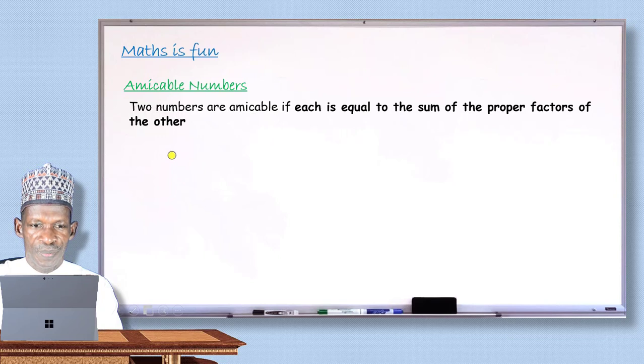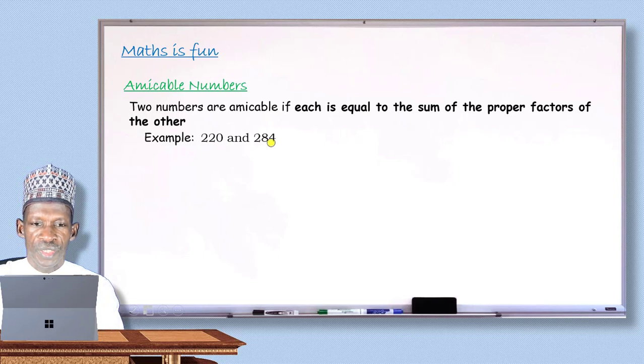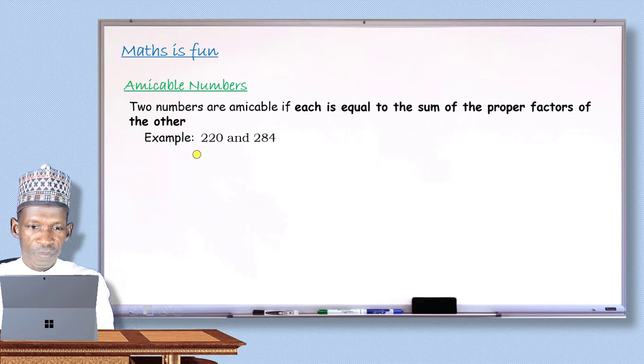Let's just take examples of amicable numbers. I have 220 and 284. These two are amicable numbers. So based on this definition, if I find the sum of the proper factors of 220, what I expect to get is 284. And if I now find the sum of the proper factors of 284, what I expect to get is 220.